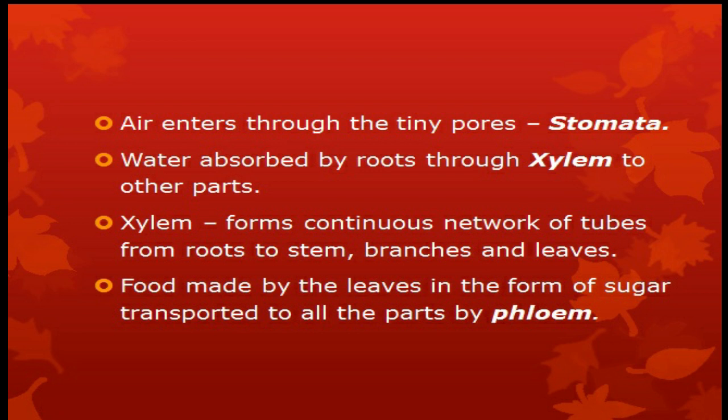Water is absorbed by the roots, which contain a network of tubes called xylem. Then through the xylem, water is transported to the leaves and other parts of the plants. Food prepared in the leaves is transported to all the parts of plants through another network of tubes called phloem. Simply, the xylem transports water and the phloem transports food to other parts of plants.